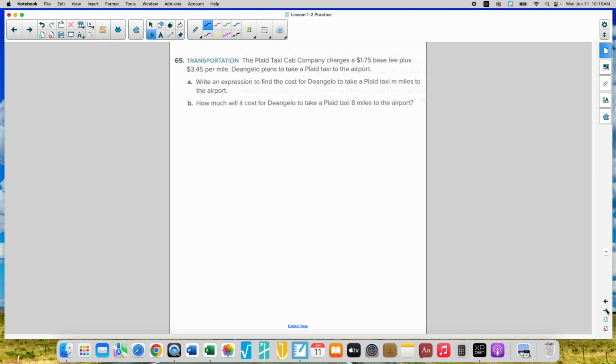65. The Plaid Taxi Company charges a $1.75 base fee plus $3.45 per mile. D'Angelo plans to take a Plaid taxi to the airport. Write an expression to find the cost for D'Angelo of n miles. So it is $3.45 per mile plus the base fee. And if he drives 8 miles, so 3.45 times 8 plus 1.75.